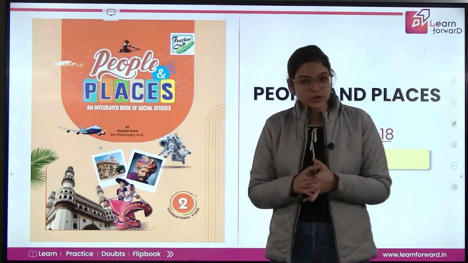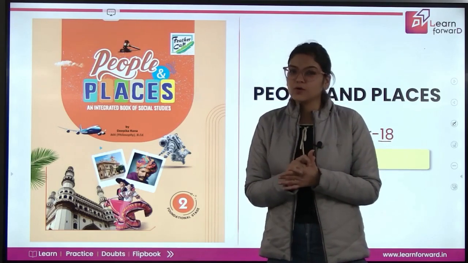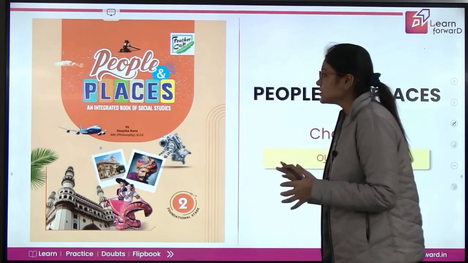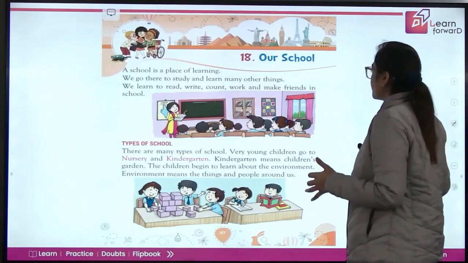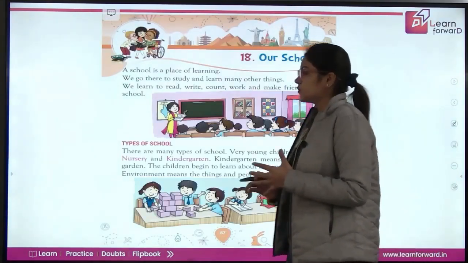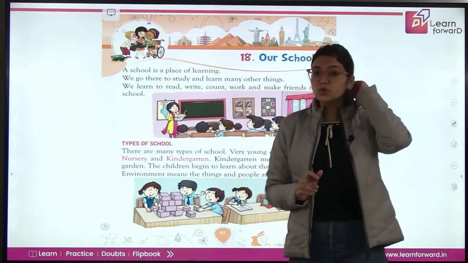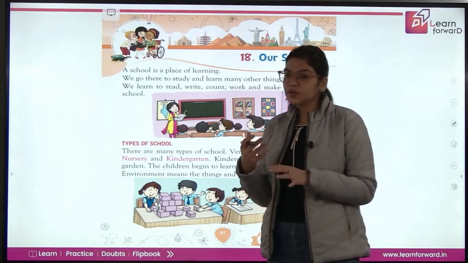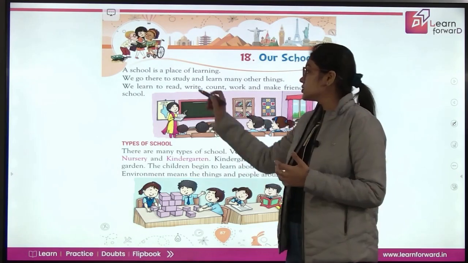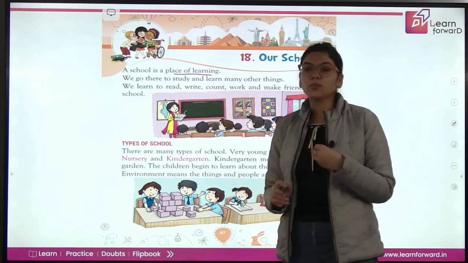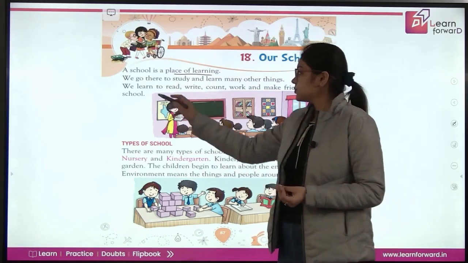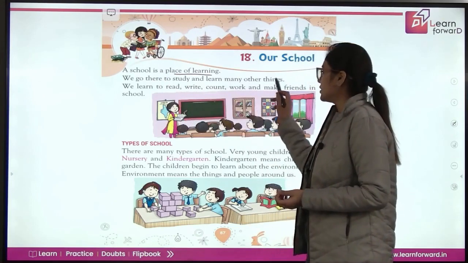So in this chapter we are going to study that only. I hope you are all ready with your books and pencils. So let's start. Now a school is a place of learning. School में हम क्या करते हैं? We get to learn about a lot of different subjects, right? So it is a place of learning जहाँ पे हम बहुत चीजें नई नई पढ़ते हैं. We go there to study and learn many other things.